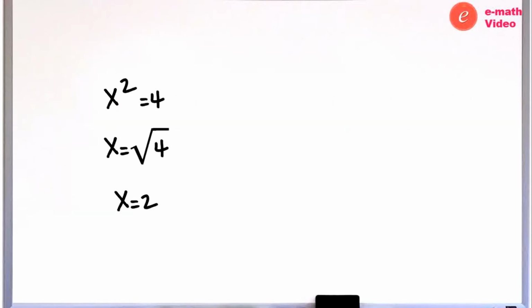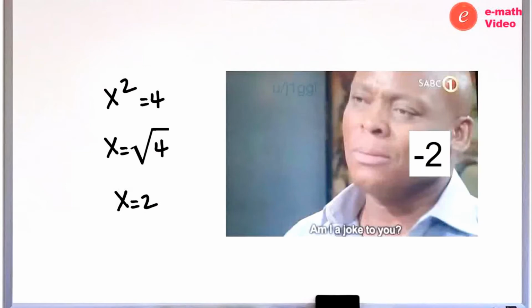In other words, if you solve x squared equals 4 like this, negative 2 is going to cry, I tell you. Great, I thought it's enough nonsense in this video.